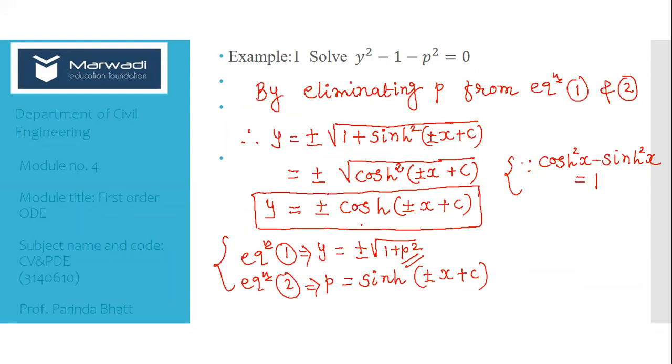Now using equation number 1 and equation number 2, these two equations, we eliminate the value of p. Therefore, in equation number 1, we apply the value of p over here. After that we utilize the hyperbolic function relationship: 1 plus sine h square is cos h square, and applying the square root, the remaining is cos h of plus or minus x plus constant. Okay, this is our first question.